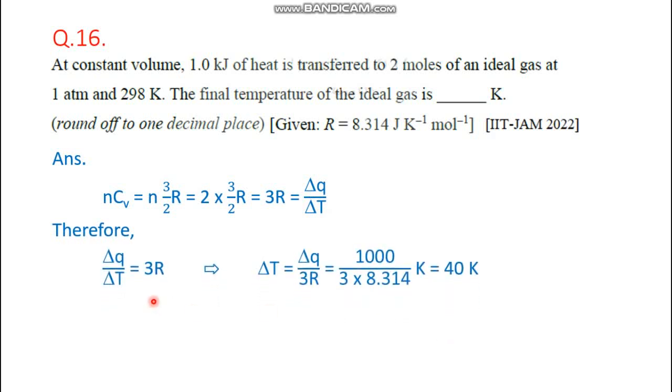Therefore, we have the values of delta Q, and R is given already. The relation is delta Q by delta T equals 3R. That means delta T equals delta Q by 3R. So the value of delta Q equals 1000 and the value of R equals 8.314, and the result is 40 Kelvin. So there is an increase of 40 Kelvin from 298. So 298 plus 40 equals 338 Kelvin.